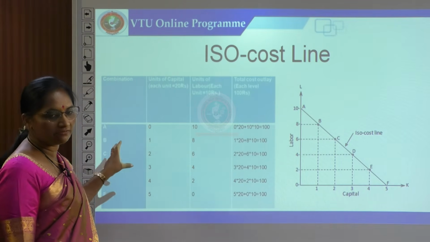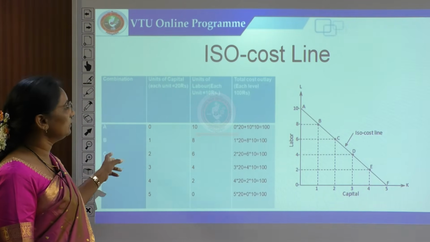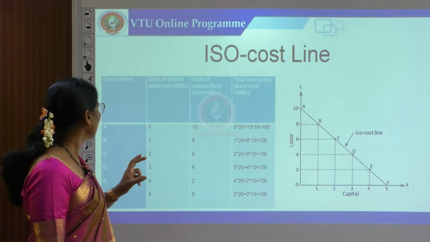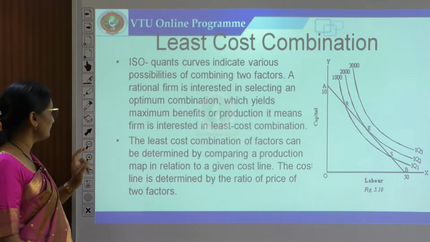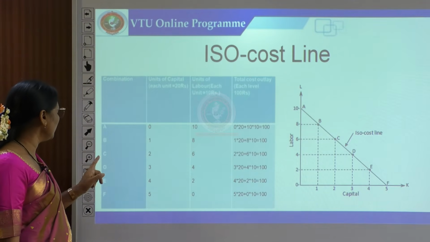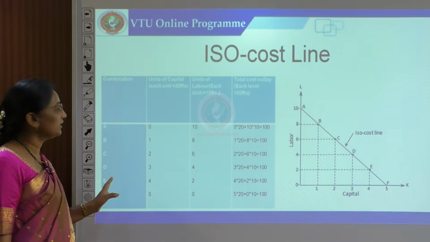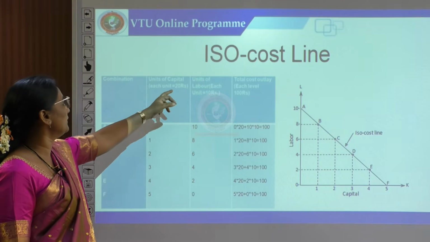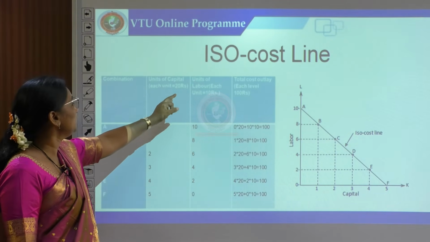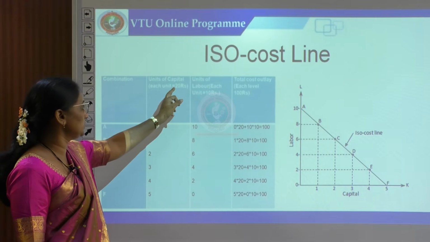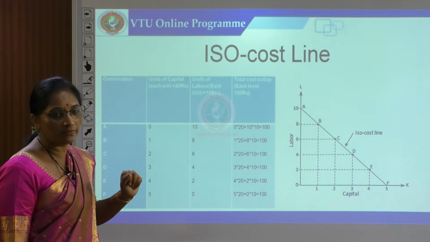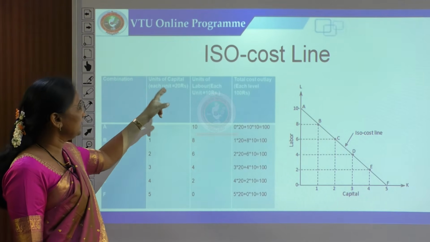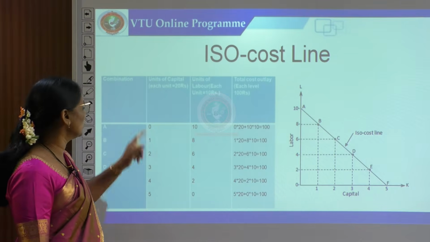See how this is, that we need to understand with the help of the schedule and with the help of the graph. See here also there are combinations A, B, C, D, E, F, the different combinations. Instead of going with the capital units, each capital unit price is 20 rupees. Here we are considering each unit of capital is 20 rupees.